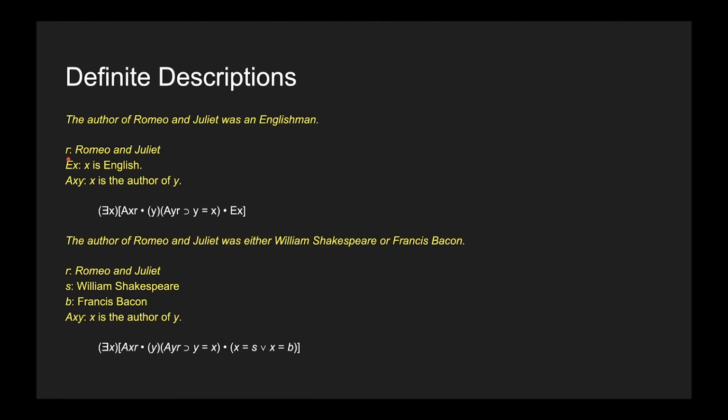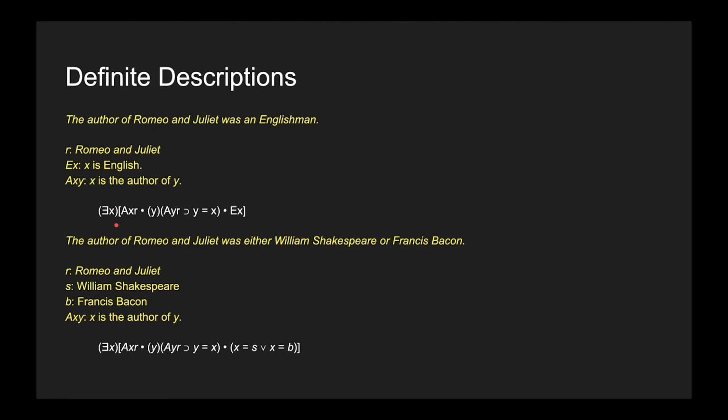We're going to need a constant, lowercase r, to stand for the play Romeo and Juliet. We're going to need this one-place predicate, Ex, which stands for x is English, in other words, an Englishman. And we're going to need this two-place predicate, Axy: x is the author of y. It could be something like Wxy, x wrote y, but I've used Axy, x is the author of y.